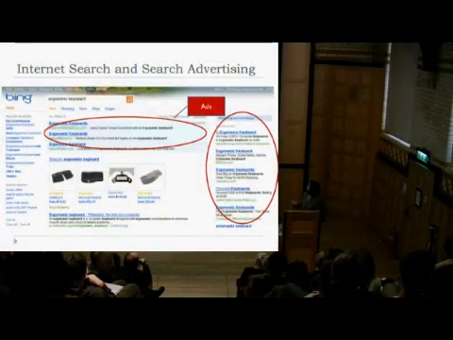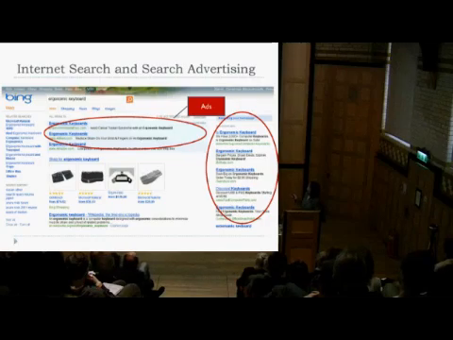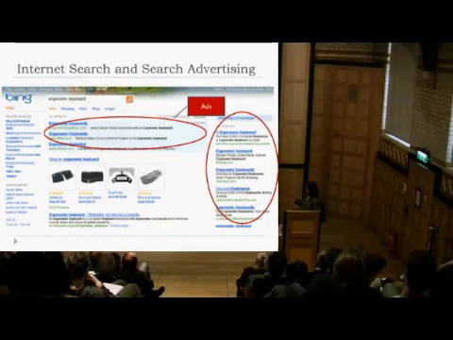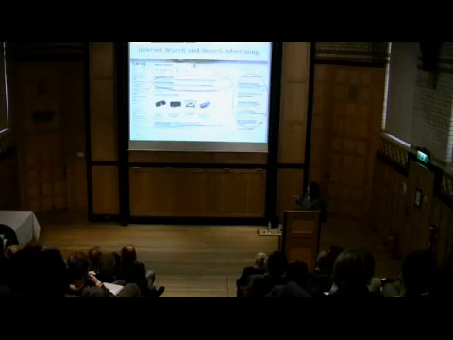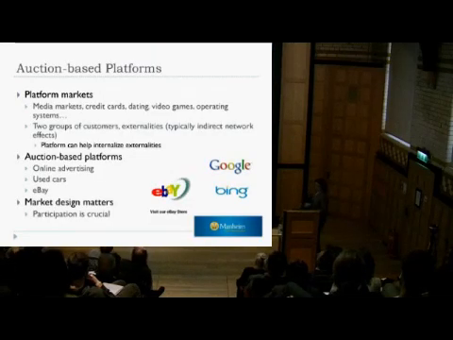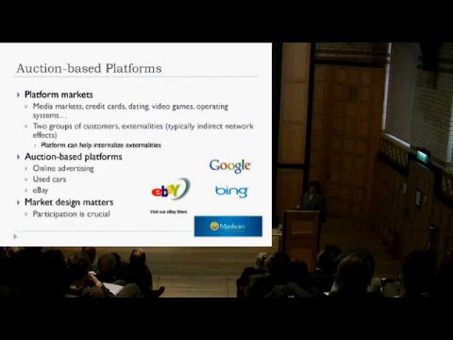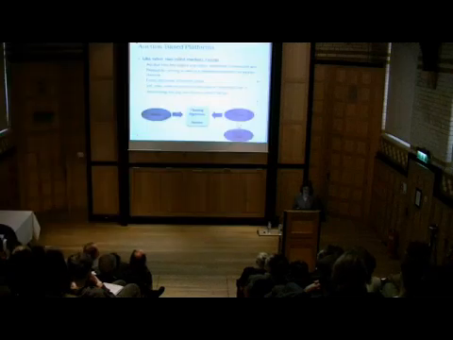So here's an example of a search screen. This is one on Bing. Up here I've got ads, and over here I've got ads. Sorry, I keep hitting the wrong button. So these are the ads. So this is an example of an auction-based platform like eBay and so on. And again, one of the key insights is going to be how important participation is.